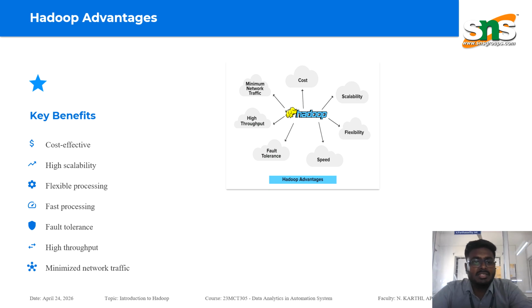So the major key advantages of Hadoop. It is cost effective because it uses commodity hardware. It is highly scalable and can handle growing data. It provides flexible processing for different data types. It supports fast processing through parallel execution. It ensures fault tolerance through data replication. It reduces network traffic by processing data locally. These benefits make Hadoop a popular choice for big data applications.